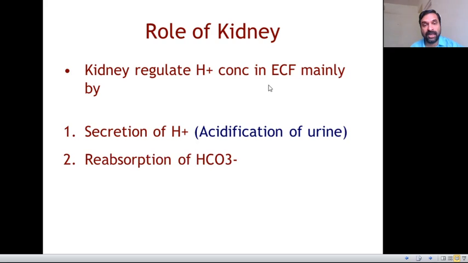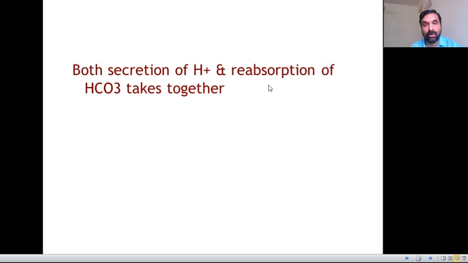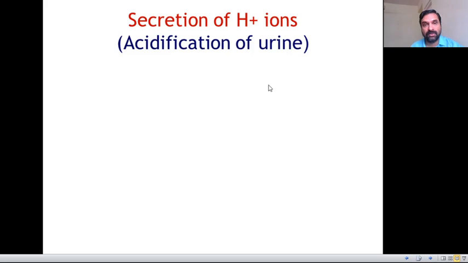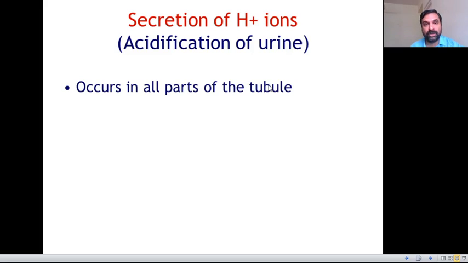The kidney also regulates reabsorption of bicarbonate. In case of alkalosis, bicarbonate reabsorption will be less. In case of acidosis, more bicarbonate is reabsorbed. Both secretion of H+ and reabsorption of bicarbonate take place together. Secretion of H+, or acidification of urine, occurs in all parts of the renal tubule except the thin descending and thin ascending limbs of the loop of Henle. We already discussed the different mechanisms of H+ secretion.